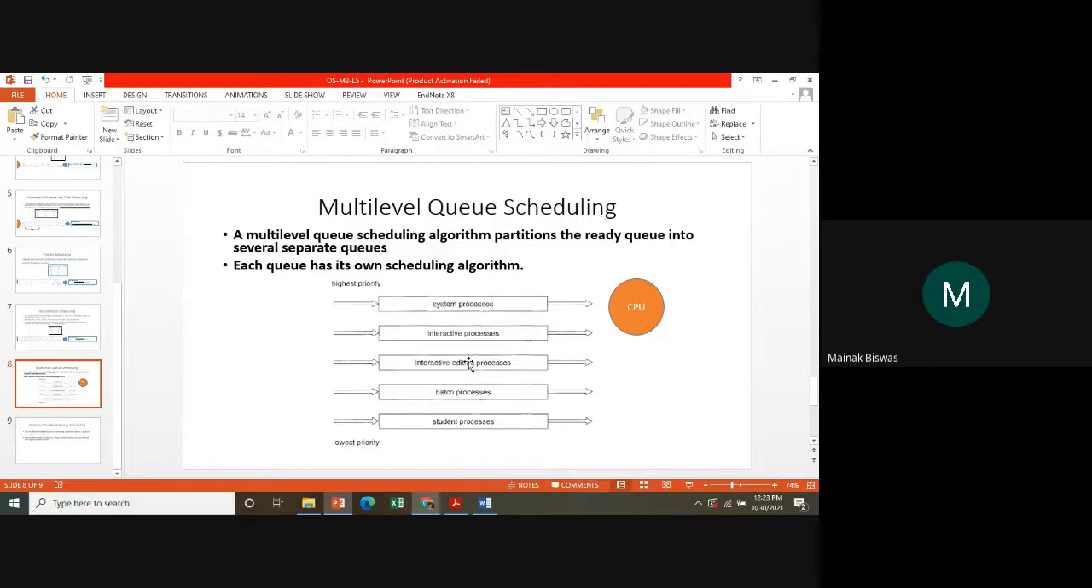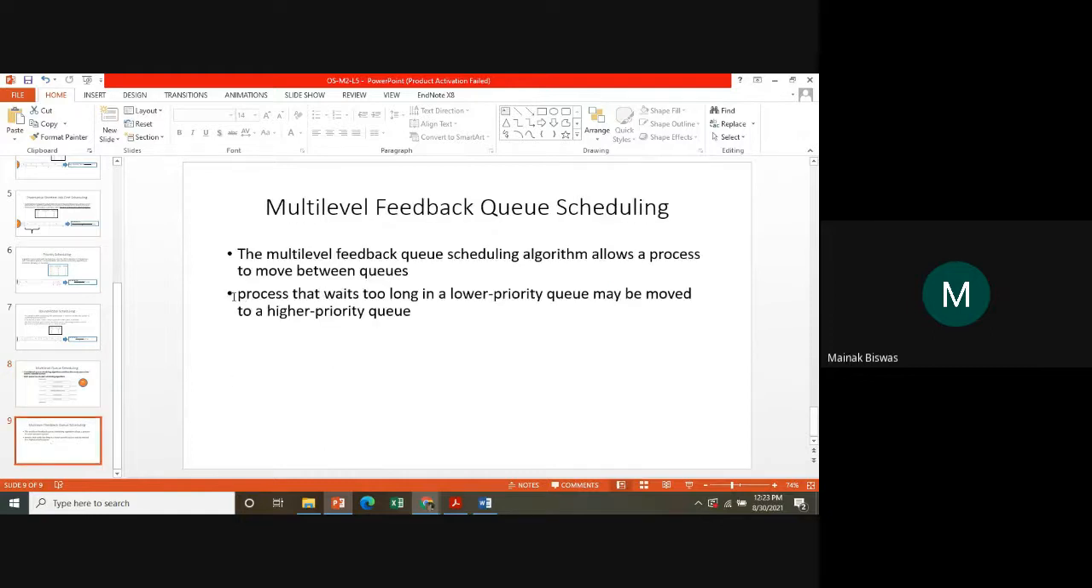If after some time it still doesn't get the CPU, then its priority increases to interactive processes and lastly to system processes. So this might happen to all the processes in the queues, where after a certain period of time their priority is increased and they are allowed to move between the queues based upon the time they spend. So processes that wait too long in a lower priority queue may be moved to a higher priority queue after a certain quota of time. Okay, did you understand this?